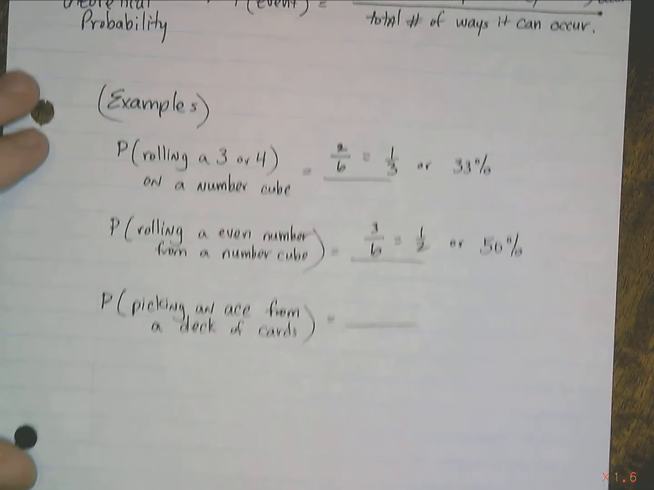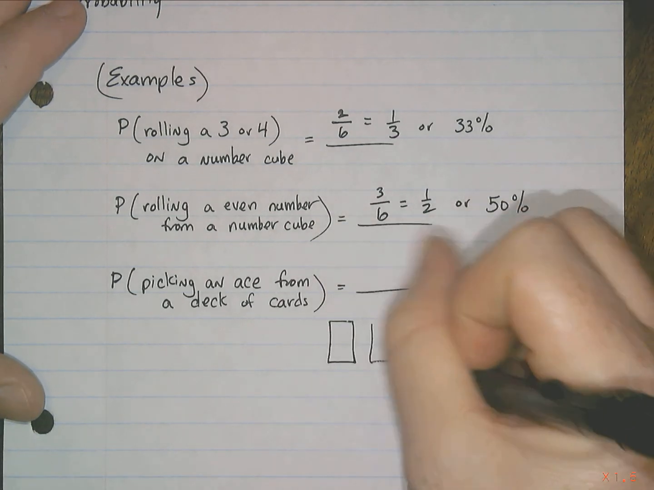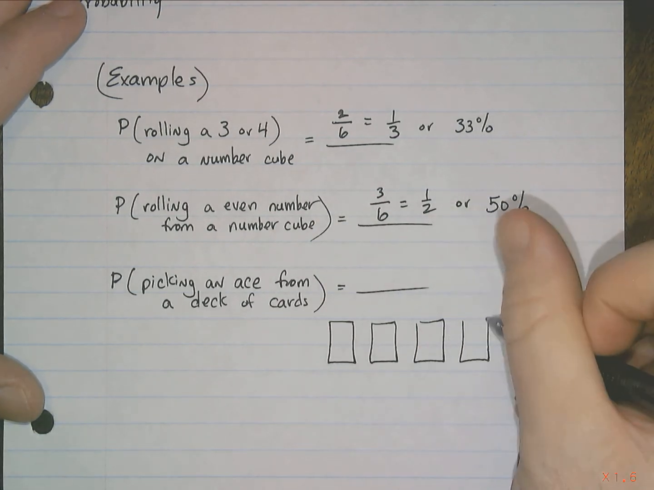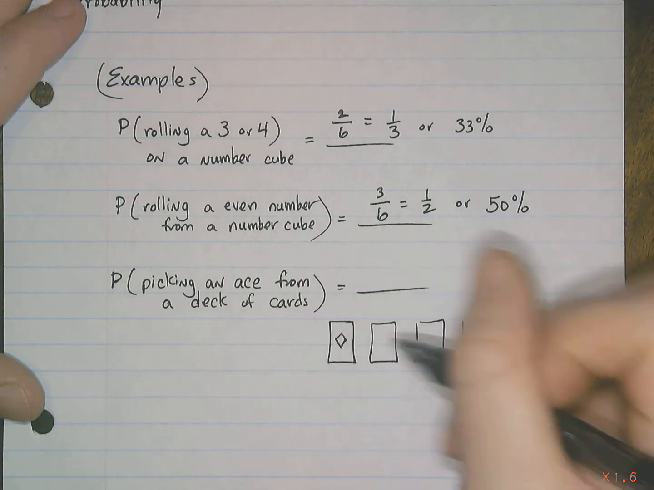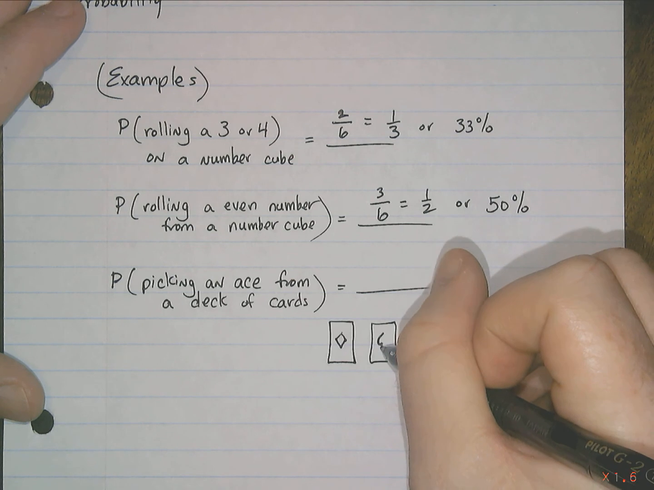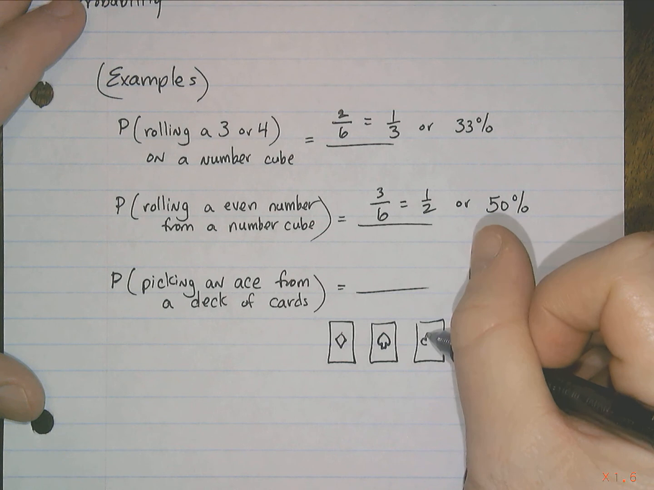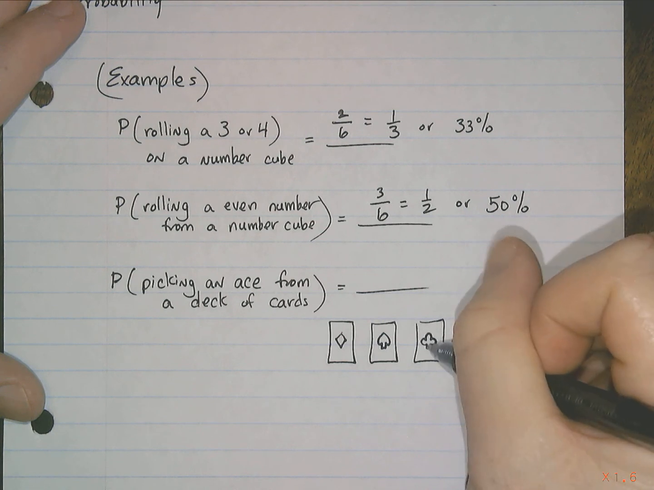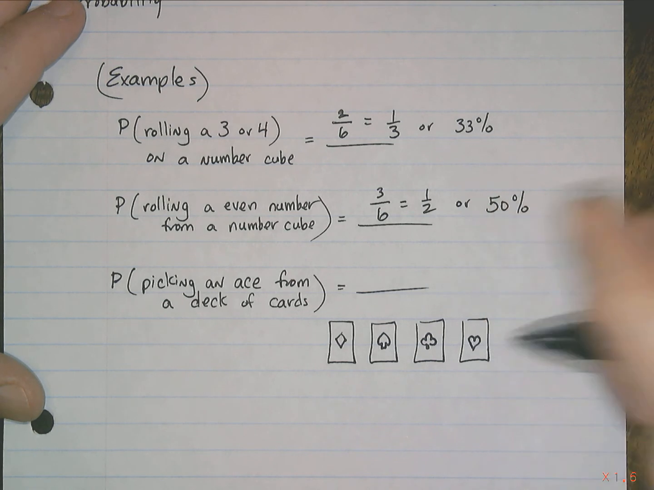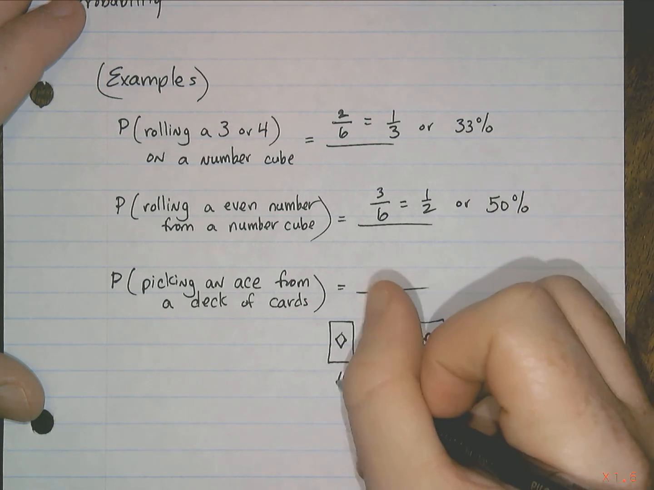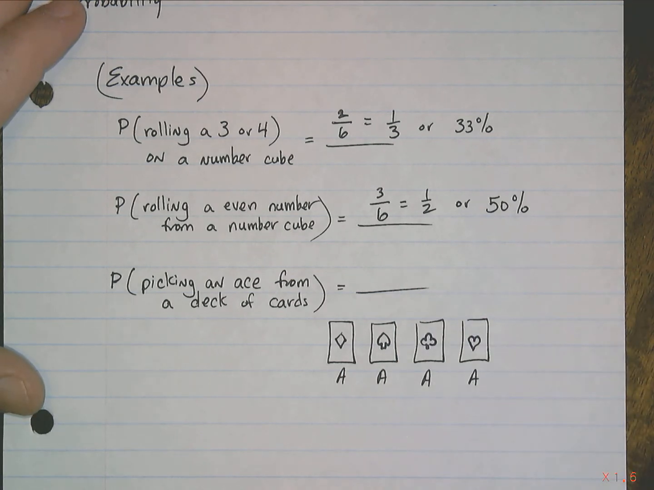And it says picking an ace from a deck of cards. Well, a deck of cards has got 4 different suits. And I didn't have a deck of cards to share with you. You've got diamonds. You've got spades. Got clubs. Ooh, I don't know if we can do clubs very well. Clubs, and then you've got hearts. Well, an ace, you've only got 1 of each kind. Okay? So you've got 4 aces.